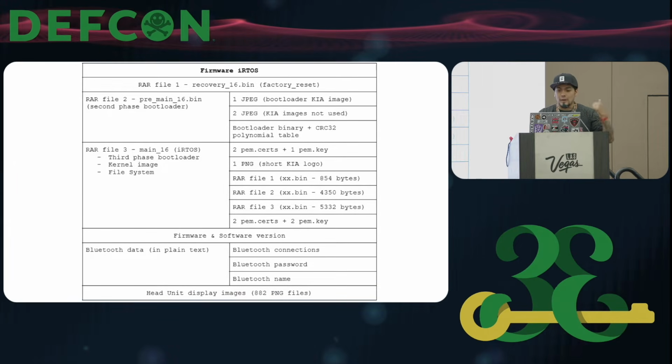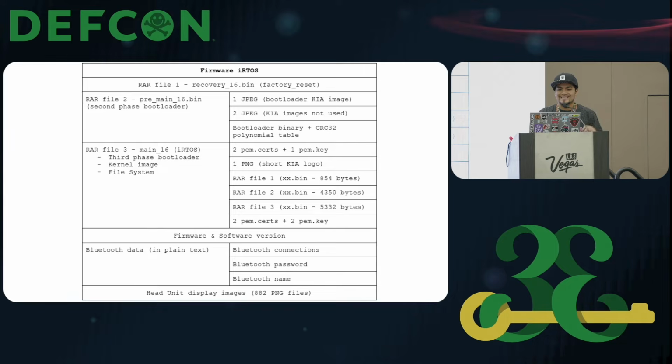After many reversing processes, we have here the parts of the firmware. First of all, we have a RAR file that has the recovery, the factory reset. After that, we have another big RAR file that is the pre-main. What is the meaning of the pre-main? It is the second stage bootloader. In this case, we have the one image that appears in the bootloader process when you power on your head unit. You are able to see a key image. After that, you have two key images that are not used, the bootloader binary, and more information.